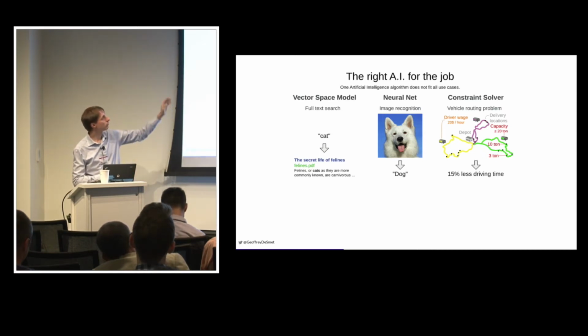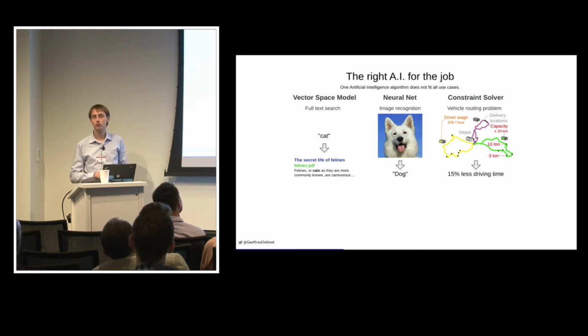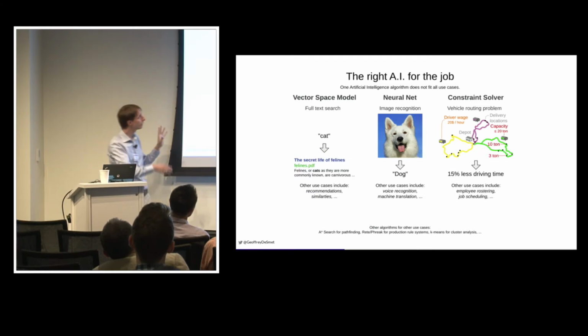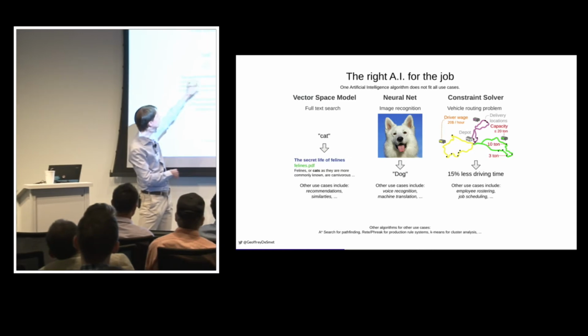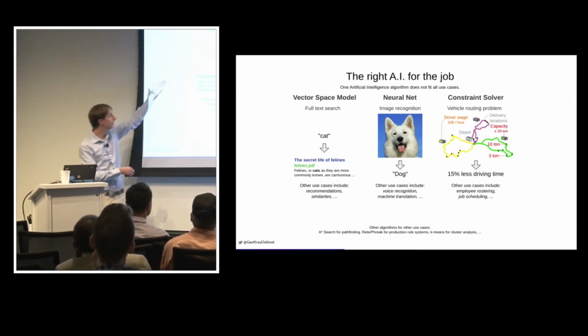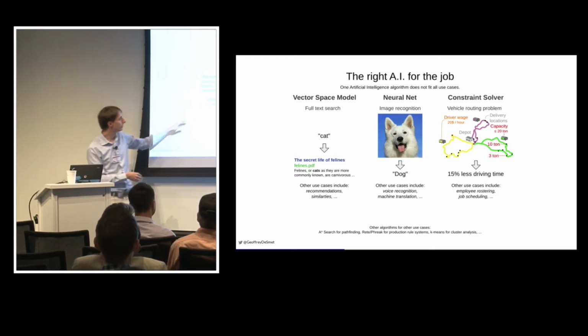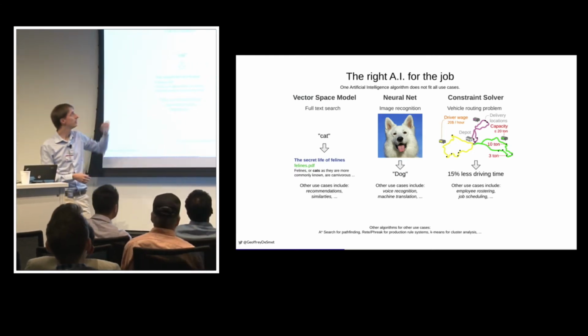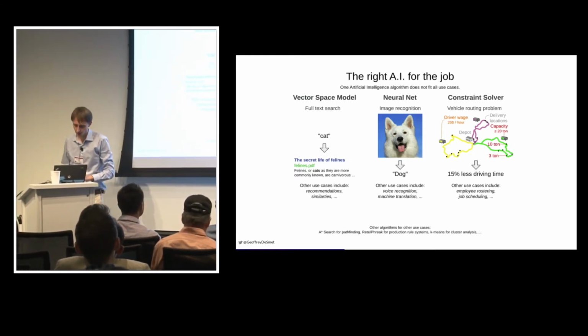So for full text search, for image recognition, neural nets, of course, and for vehicle routing problem, of course, a constraint solver such as OptaPlanner. Now, each of these algorithms does have a lot of other use cases. Not just that you can use full text search only for things like, vector space model for things like finding documents about cats, right? You can do recommendations, similarities. You want to look into that particular algorithm.